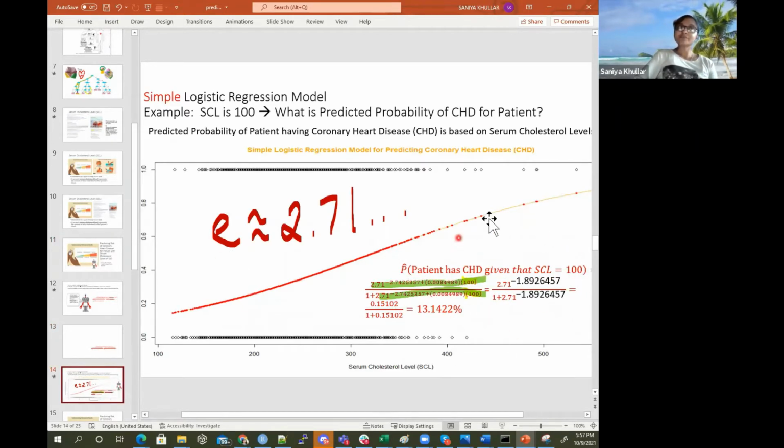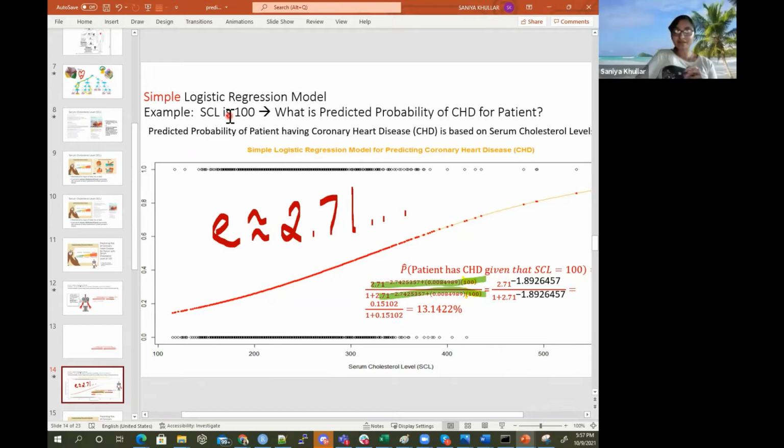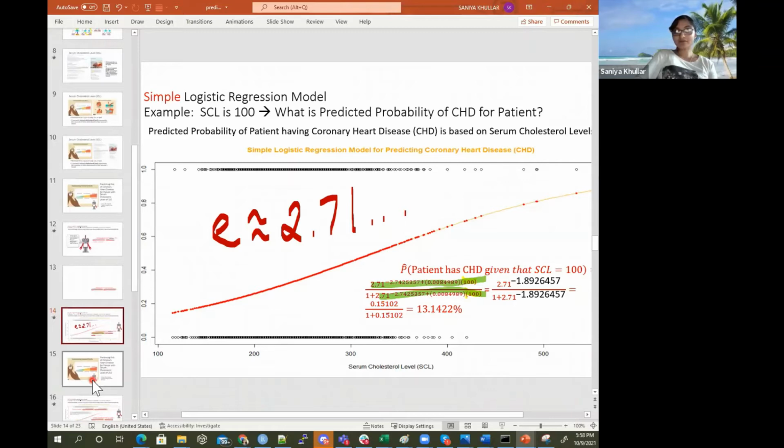So all this allows me to do is predict, from a serum cholesterol level, a certain probability of having coronary heart disease if I have 100 as my serum cholesterol level. So what is that probability? What is the answer? Would it be the 13%? Yes, awesome. So if my serum cholesterol level is 100, then I have about a 13.14% chance of coronary heart disease, which is relatively low, right?